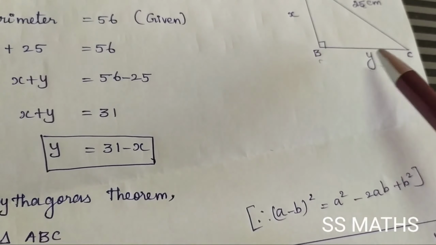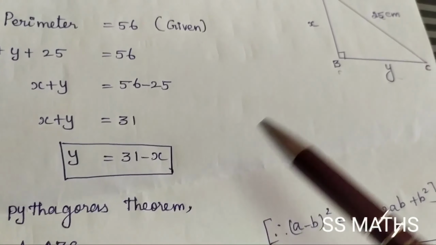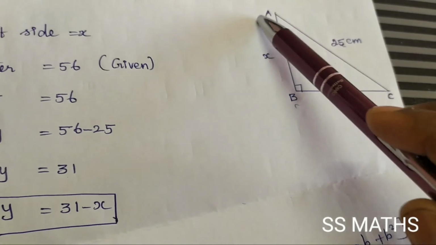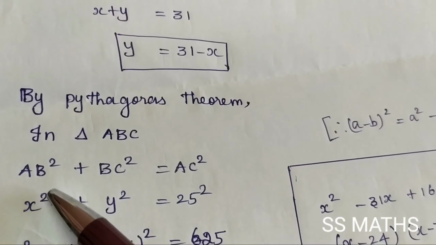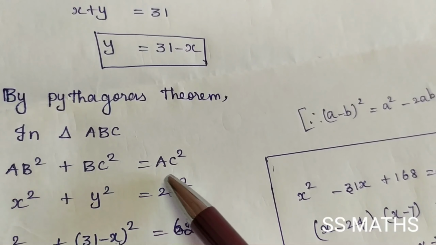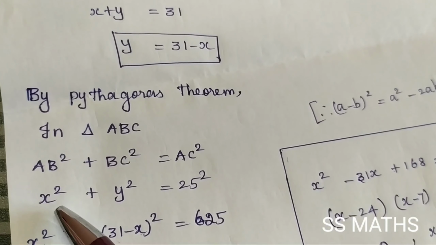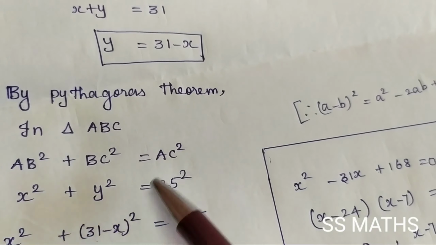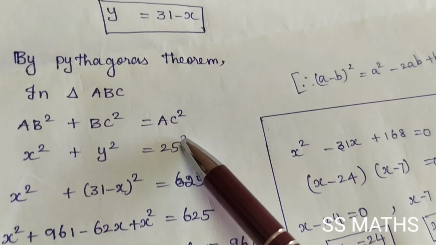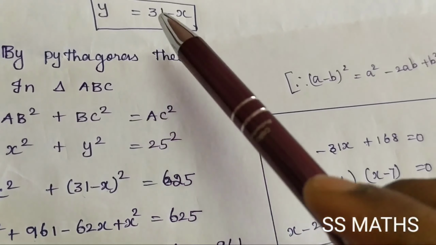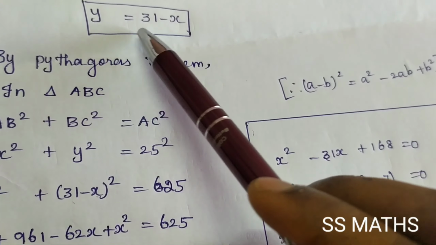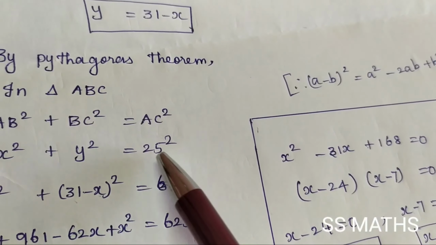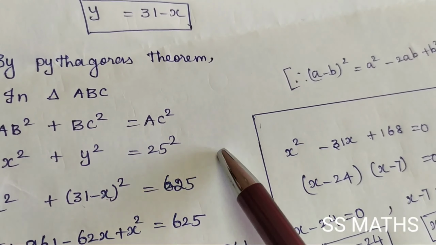Next is the right angle triangle, so naan Pythagoras theorem apply panirukken. In triangle ABC, ippa AB, BC two sides, AC is the hypotenuse. So formula AB square plus BC square equal to AC square. AB distance x, so x square. BC distance y, so y square. Equal to AC distance 25, so 25 square. X square plus y, the find panichirukkom, y equal to 31 minus x. Appa 31 minus x the whole square equal to 25 square, panna 25 into 25.